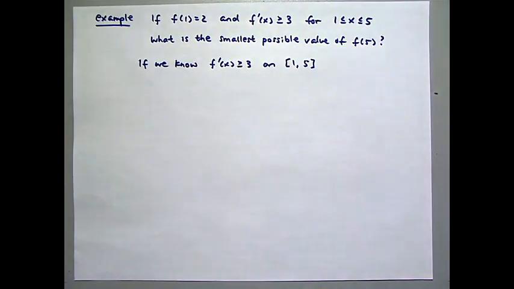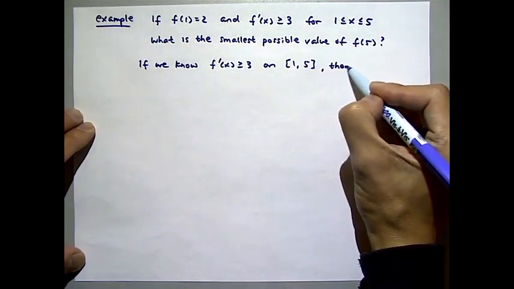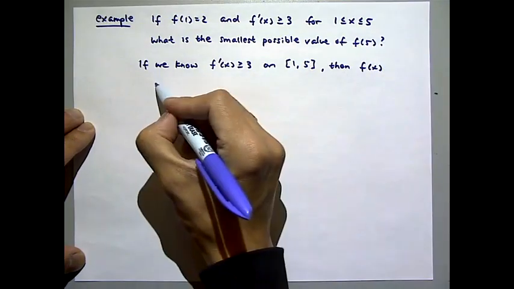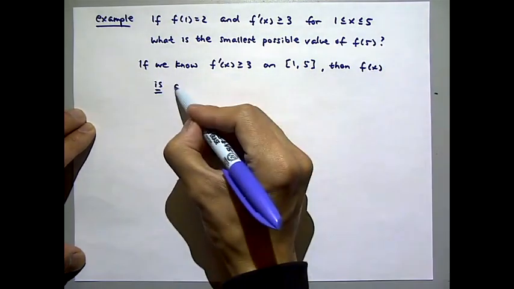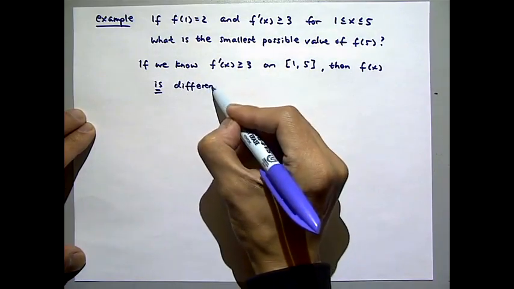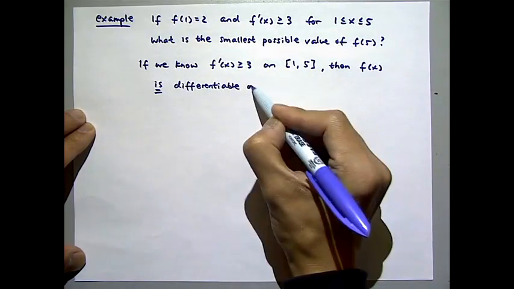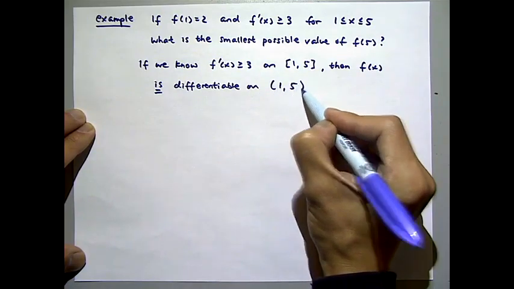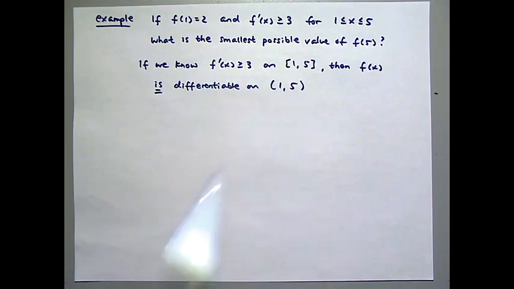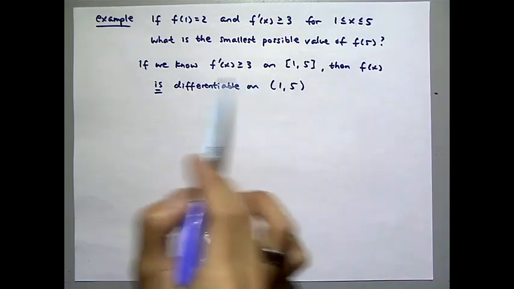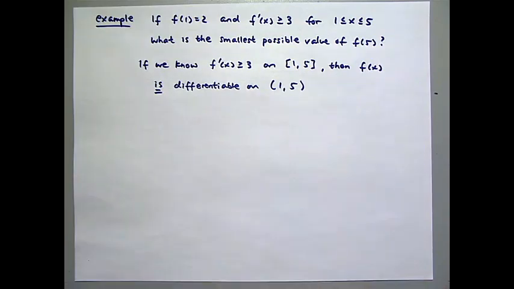If we know for sure the value of the tangent line, the derivative is always at least 3. If we know that on this interval, then we know that f of x is differentiable on 1 to 5. Otherwise, we can't say it's at least 3. Differentiable means that the derivative always has a meaningful value. And we do have that going on here. If you're telling me the slope of the tangent line is always at least 3, then that's saying that it is differentiable on that.